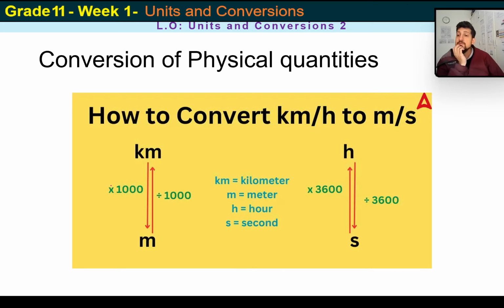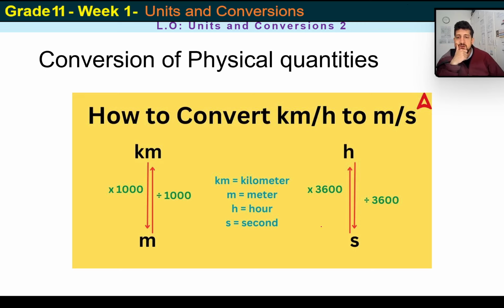Moving on. This is another conversion tool that you can use. From meters to kilometers, you divide by 1,000. From kilometers to meters, you multiply by 1,000. When you go from big to small, you multiply. From small to big, you divide. Okay? Same thing with time.